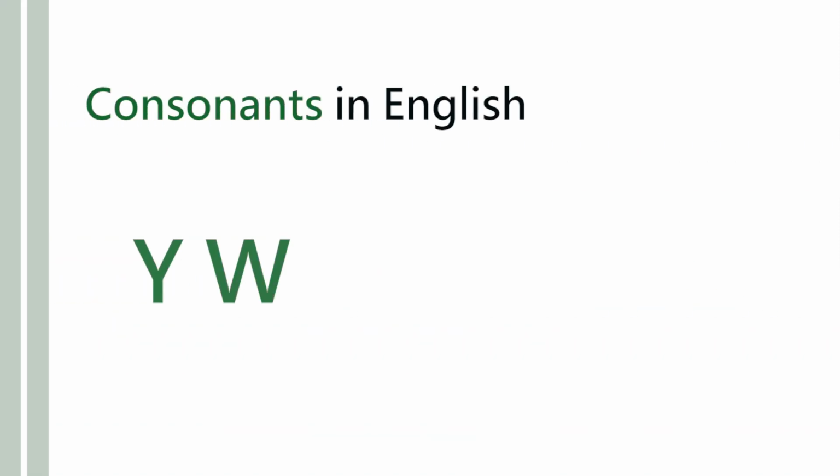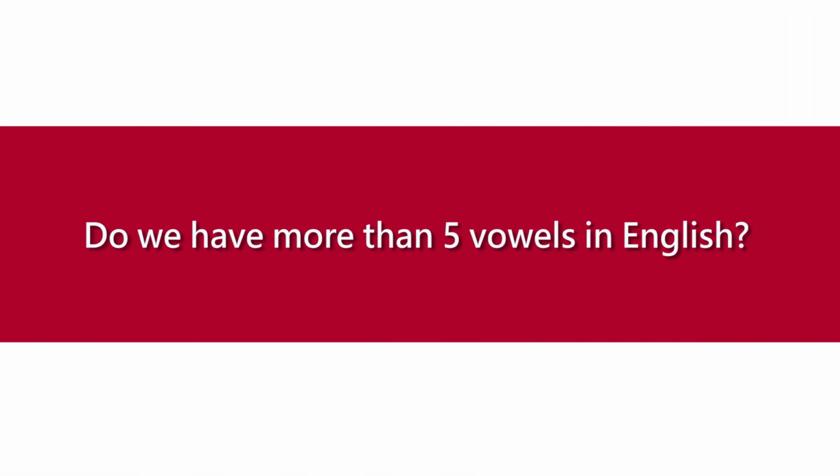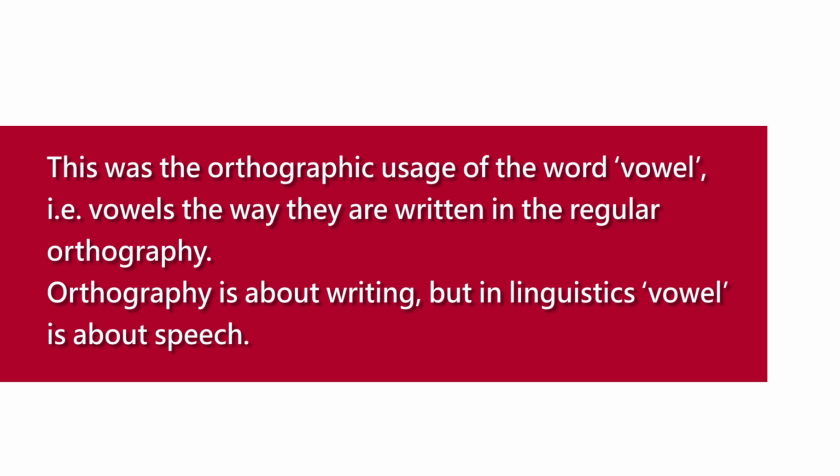There's also the fact that what we call consonants in English, for example, in the word why, in the word yes, is a consonant, but in the word icy or the word encyclopedia, they're vowels. Then the question is, do we have more than 5 vowels in English then? When you say vowels in the orthographic use, you're talking about letters, which have to do with writing. But vowels in linguistics have to do with the sounds themselves, not with the writing system. The focus must be speech, not writing.